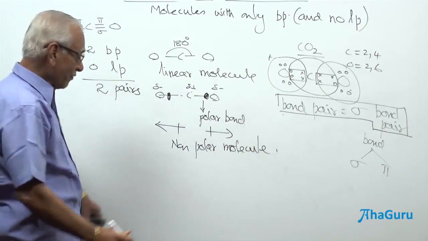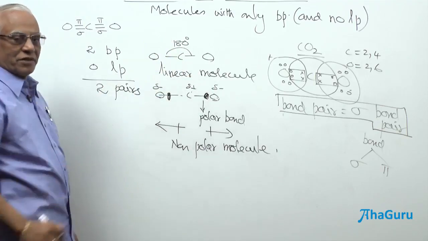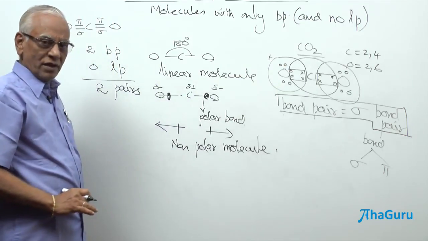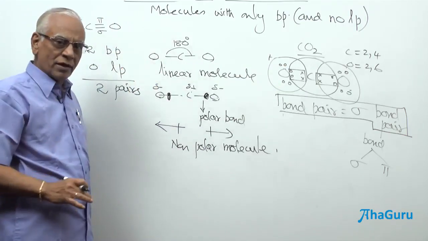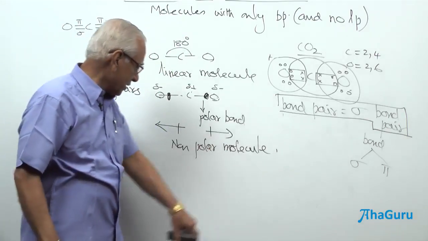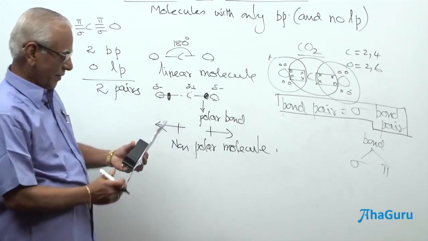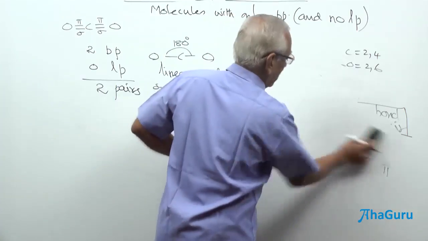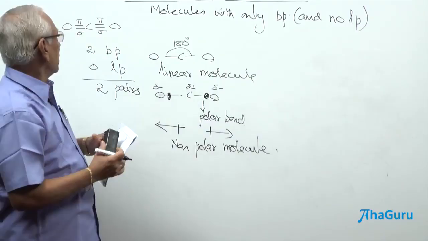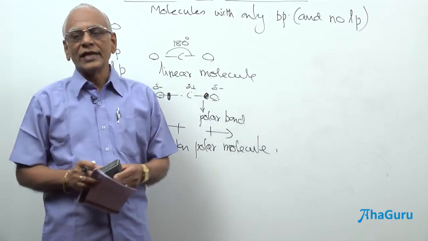In fact, based on this only, we propose the structure here. The explanation we have given is a theoretical explanation. How do you know that carbon dioxide is going to be a linear molecule? Carbon dioxide is going to be a linear molecule, because it is a non-polar molecule. Therefore, my dear students, we have understood that an AB2 molecule with no lone pair, only two bond pairs, must be a linear molecule.